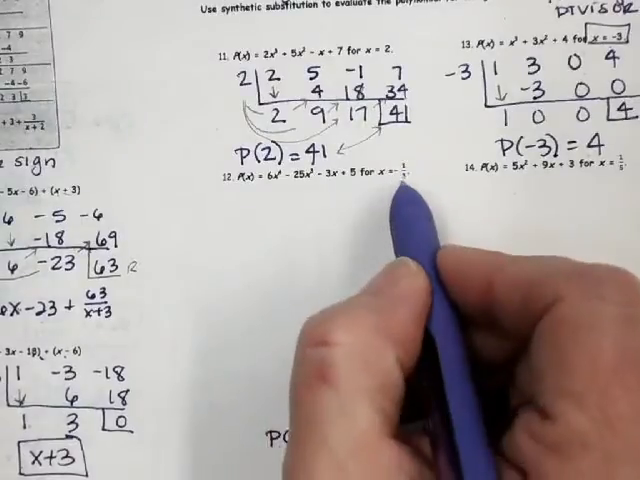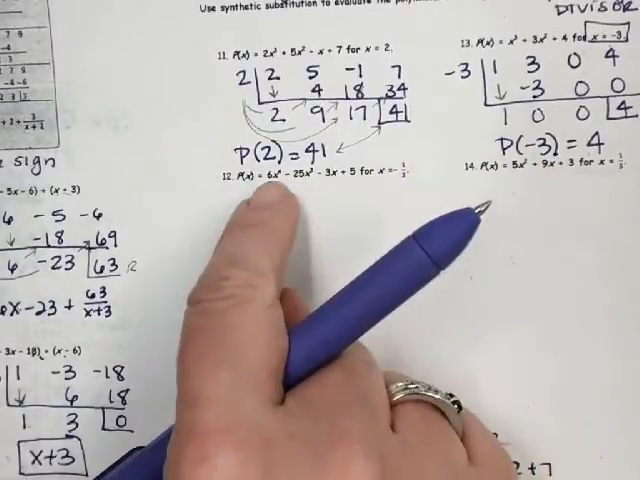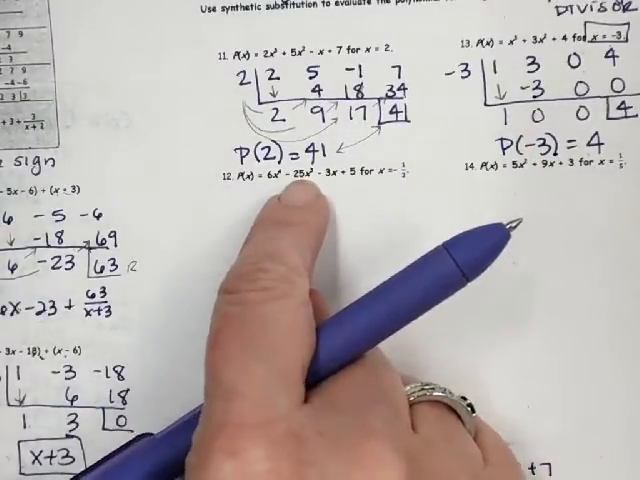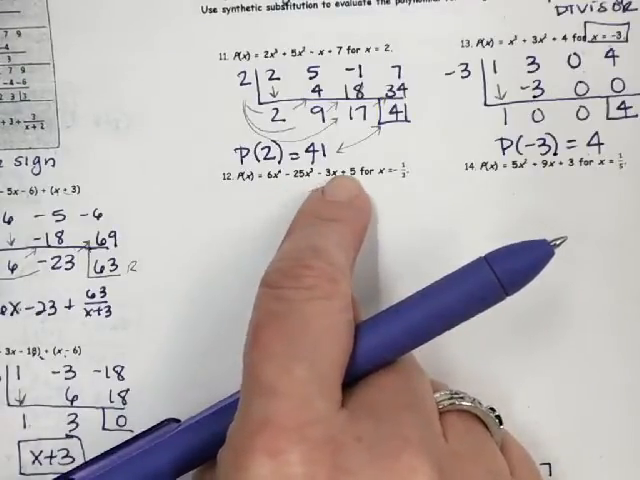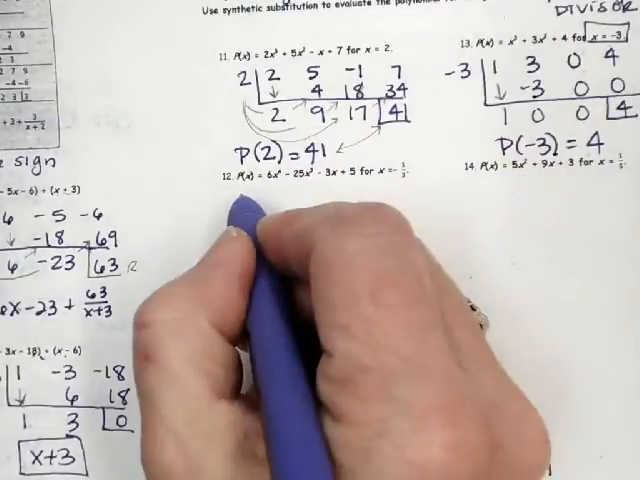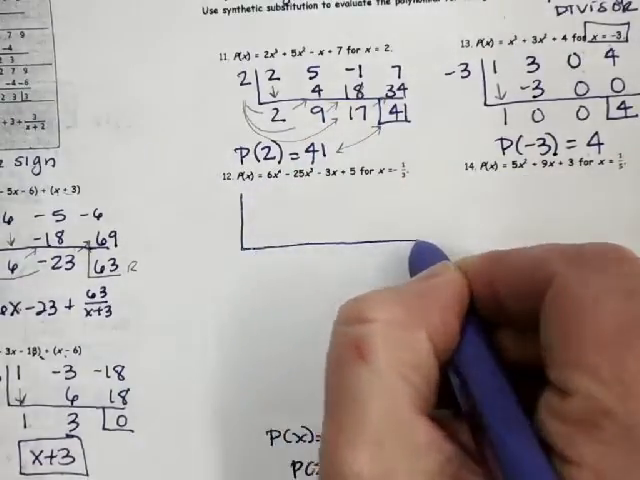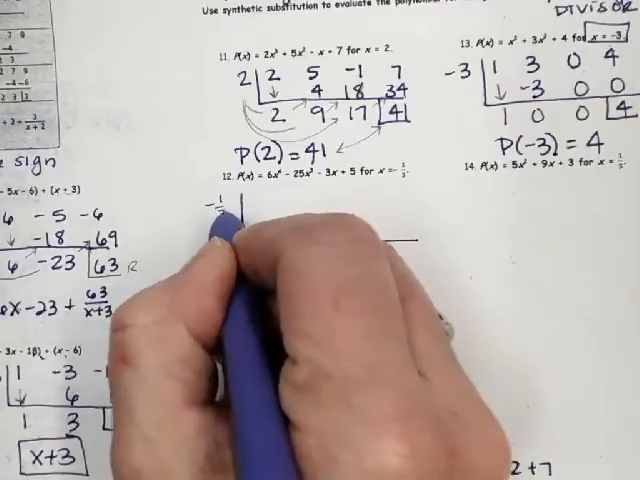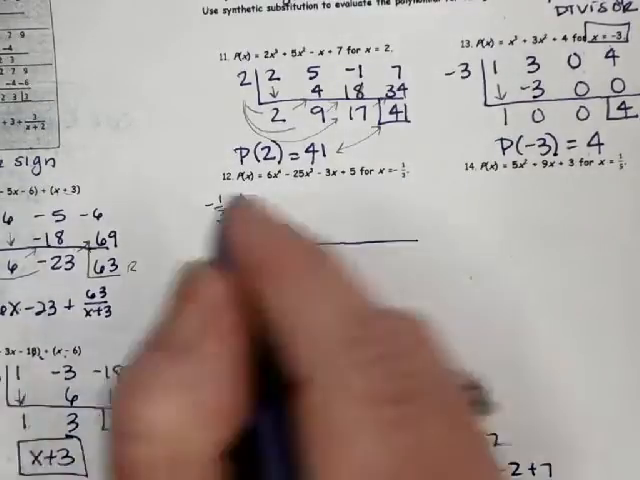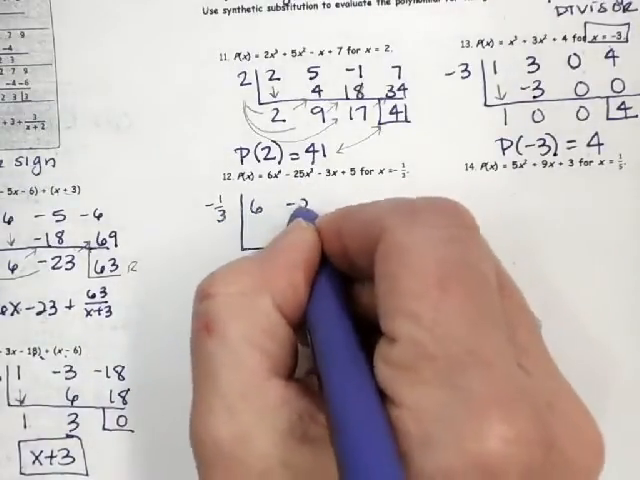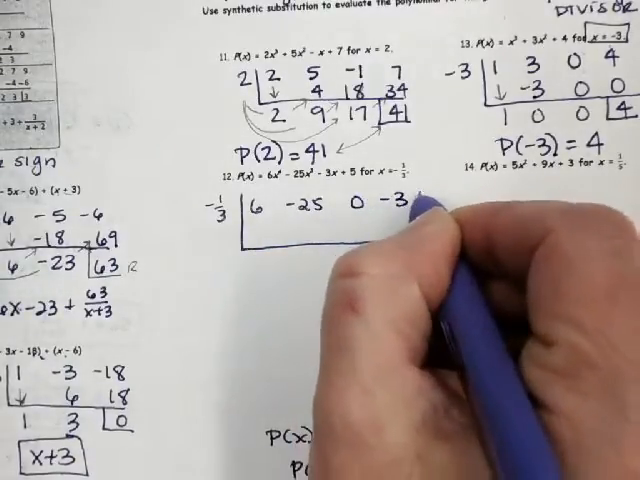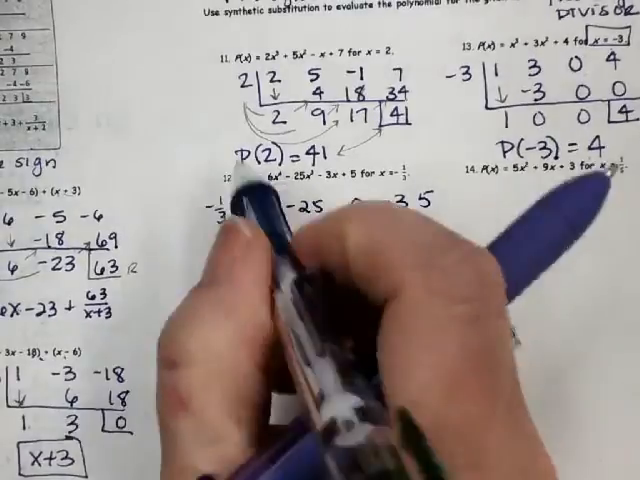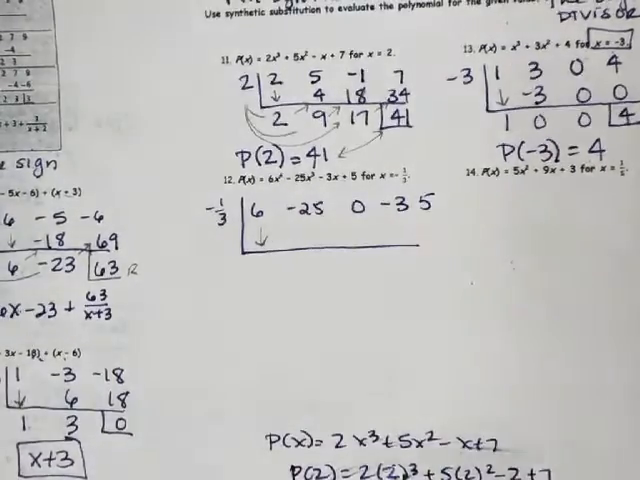Number 12. When x is negative 1/3. Check everything. I've got to the 4th, to the 3rd. I do not have an x squared, so I need a 0 for that. X to the 1st and positive 5. So, negative 1/3 goes on the outside. And I've got 6, negative 25, a 0x squared, negative 3, and 5. And let's get started. Bring down that first term.